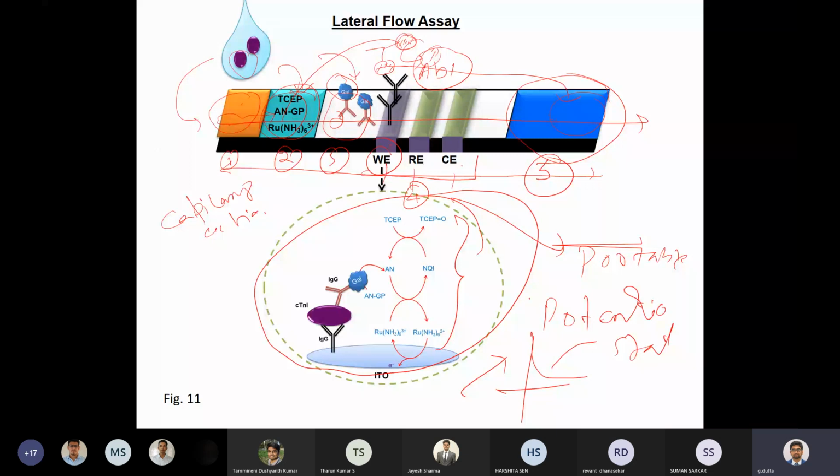So if you have more target, then more reaction, and you will get higher current with chronoamperometry, or higher charge with chronocoulometry. This is the main, very basic fundamental thing we are using in this lateral flow assay. Clear?